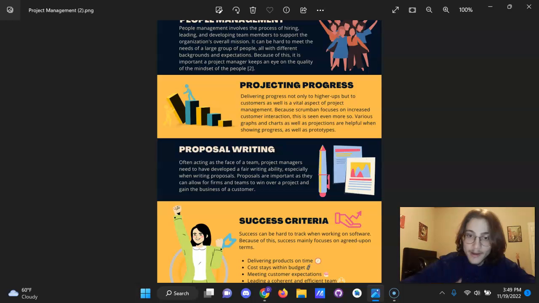Then there's projecting progress. Delivering progress not only to higher-ups, but to customers as well is a vital aspect of project management. Trust me, I do not want to talk to Jason. Because Scrumban focuses on increasing customer interaction, this is seen even more so. Various graphs and charts as well as projections are helpful when showing progress as well as prototypes.